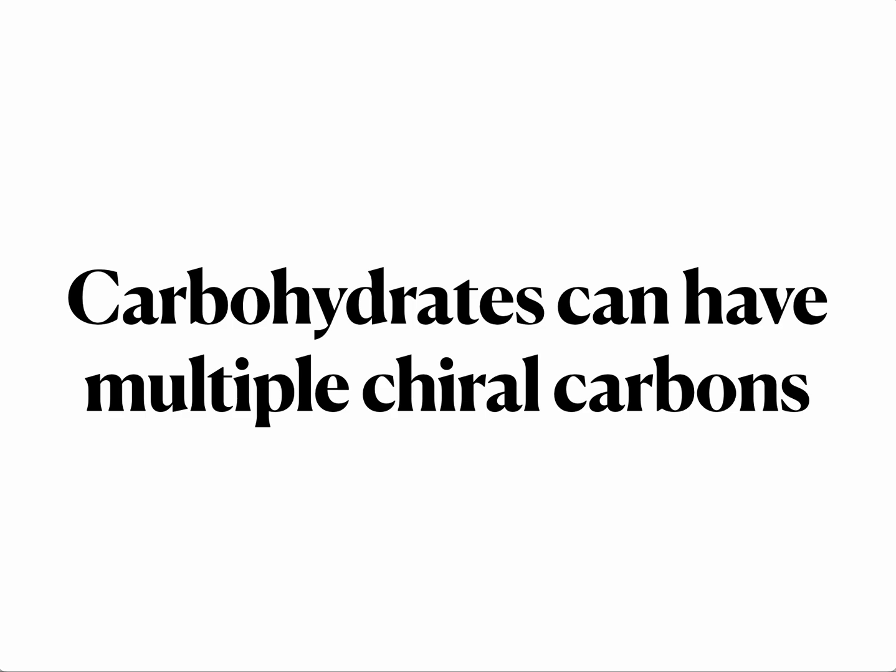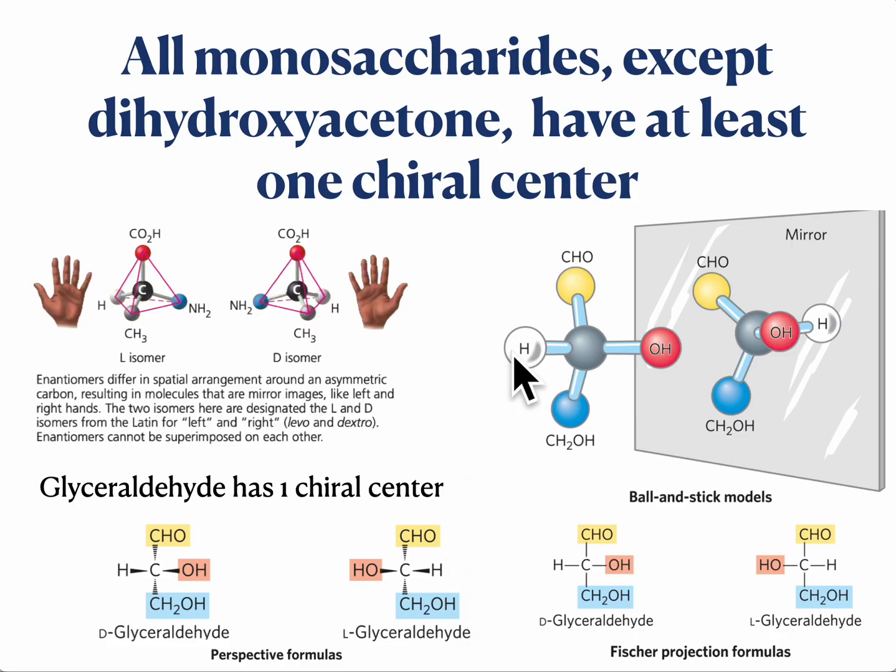Moving on, a very important concept is that carbohydrates can have multiple chiral carbons. So what does chiral carbon even mean? Well, if a carbon is connected to 4 different things, we call it asymmetric, and therefore it is chiral, because looking at its mirror image, the mirror compound won't be able to superimpose, or in other words, overlap with the original compound in 3D space. You can try that yourself.